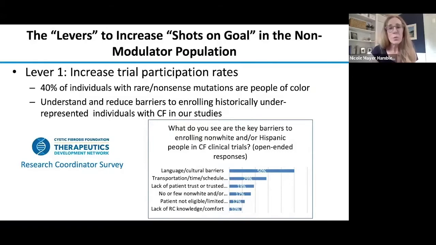40% of individuals with rare and non-sensitive mutations are people of color. So we have a disproportionate number of these patients in this population. We need to understand and reduce barriers to enrolling historically underrepresented individuals with CF in our studies. This is critical to our path.